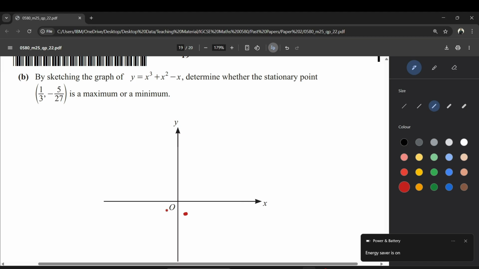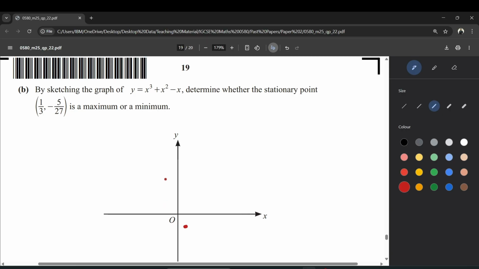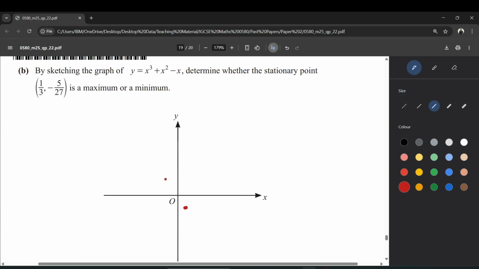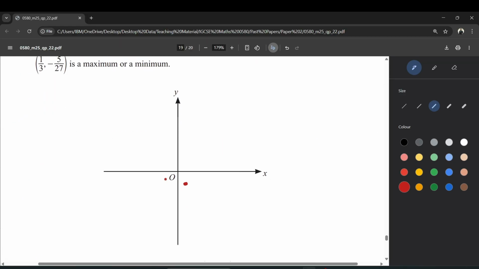So let's say that this is my first turning point, because these are the coordinates. The second turning point, or the second stationary point that we found, was minus 1 comma 1. So minus 1 and 1 should be about somewhere here. This is just an estimate, because we are sketching the graph.